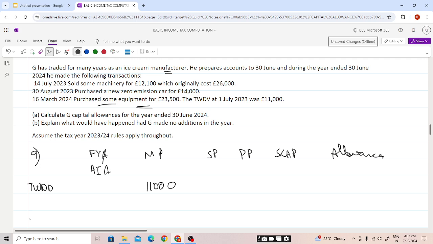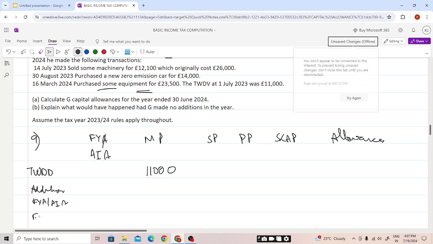Then additions qualifying for FIA and AIA. Sold and purchased a new zero emission car. So FIA will be available of 14,000. So under the allowance column, 14,000.